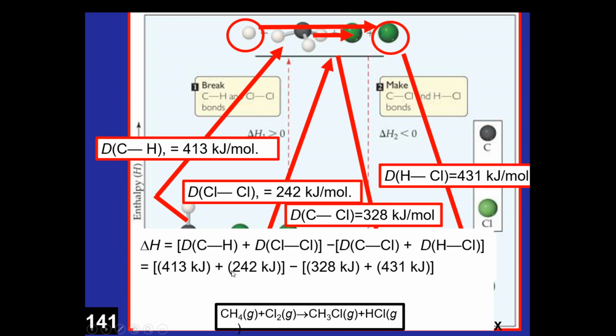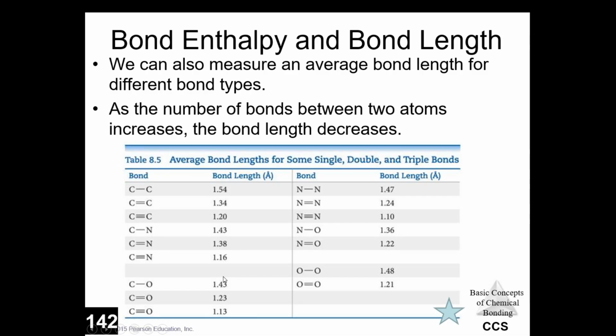So add these two together and add those two together. When you add these two together, 413 plus 242 gives you 655. When you add 328 and 431, you get 759. Then subtract these two, and the answer is negative 104 kilojoules. So the products are lower in energy by 104 kilojoules than the reactants were initially. Okay.